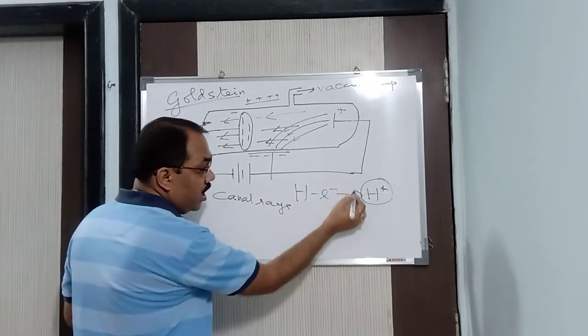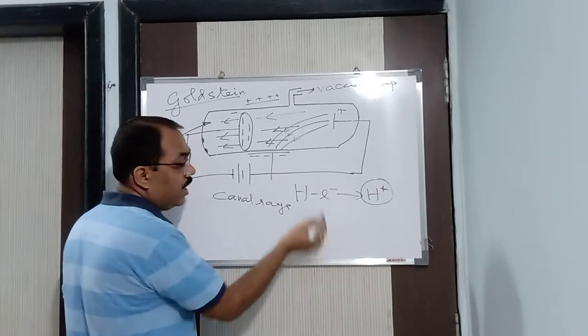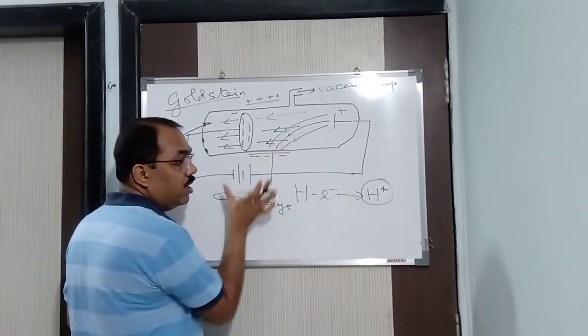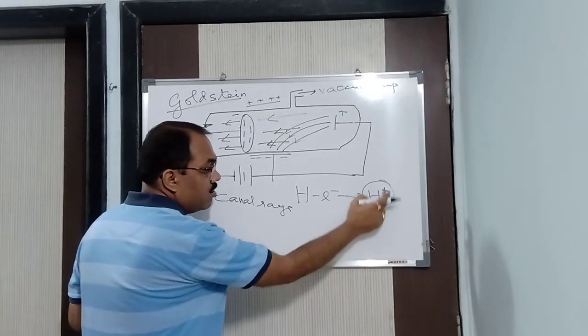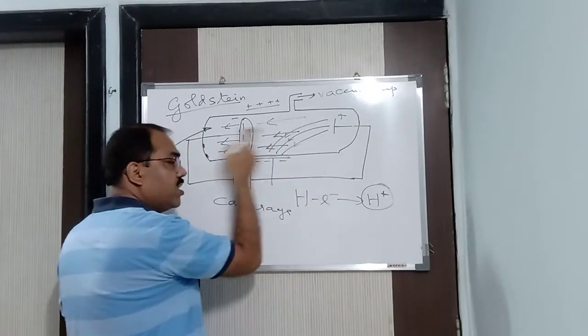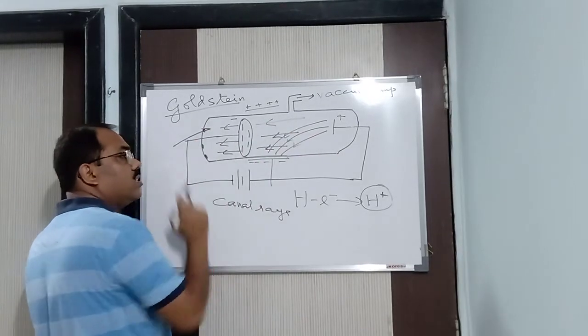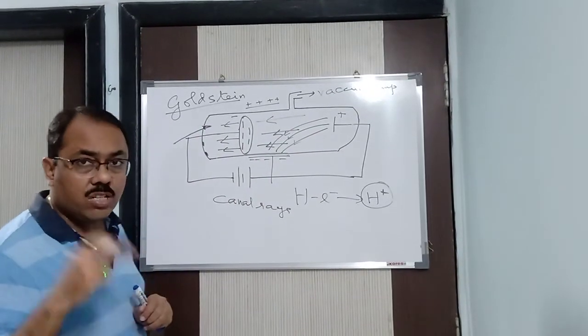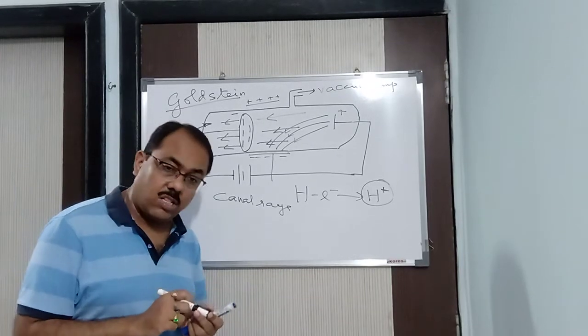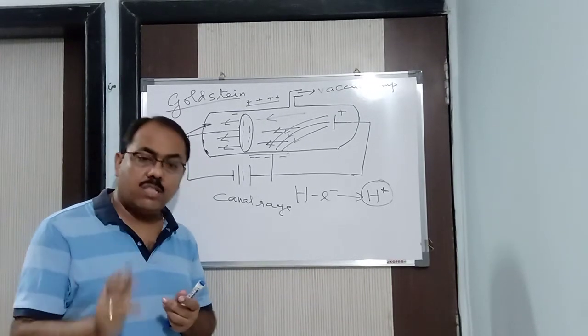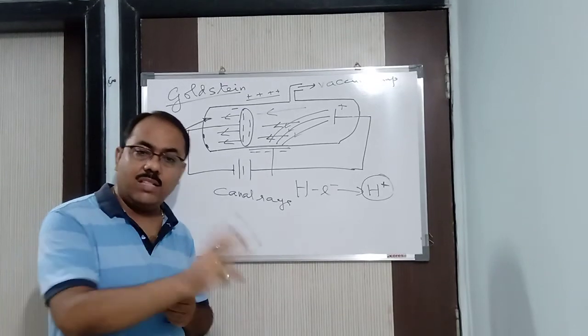It is produced from the residual gas, the gas which is left in this cathode ray tube, which got ionized, and hence we got these positively charged particles, which travel from the anode towards the cathode. As the direction was from anode to cathode, on the basis of that you can say it is anode rays.